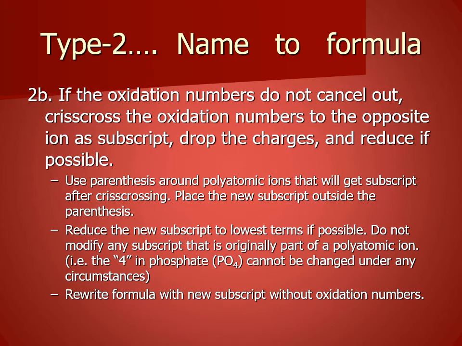Okay, well, what if the oxidation numbers don't cancel out? Well, you crisscross them, and then if you can, reduce them to lower terms. So that's all this slide says. It's exactly the same as it was in the type 1s. So you can read this slide a little bit more carefully, write down all the notes, but it's pretty much identical to type 1. So let's move on.